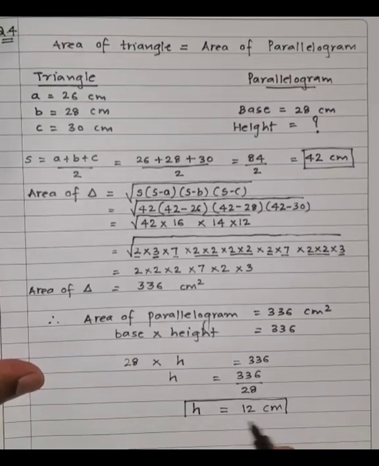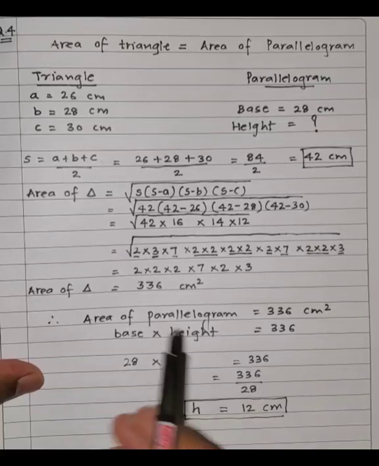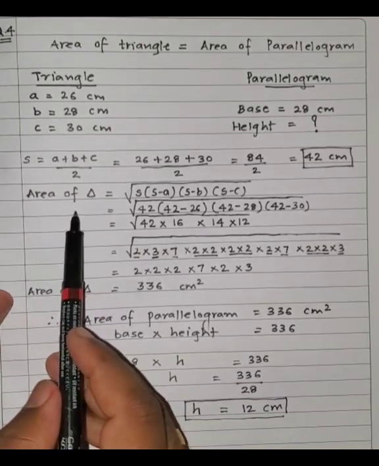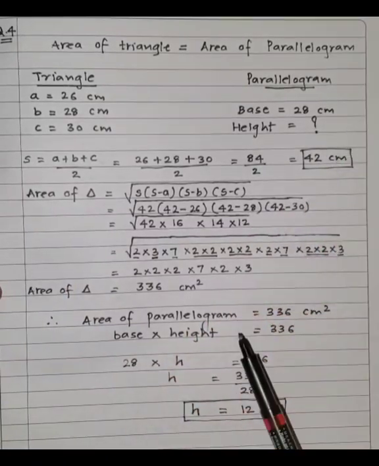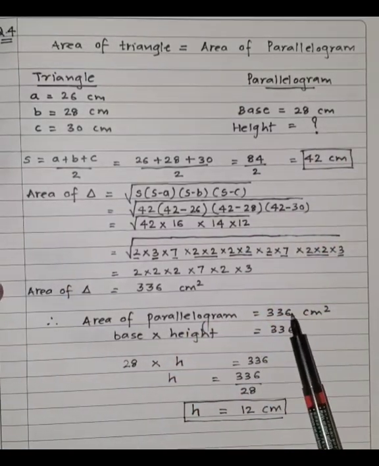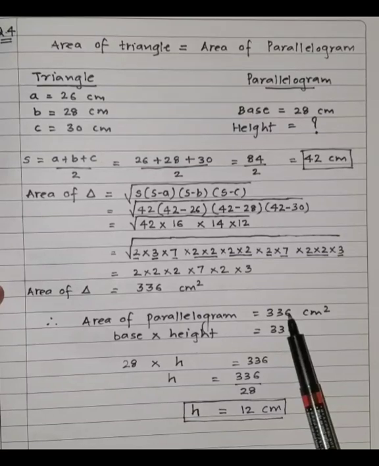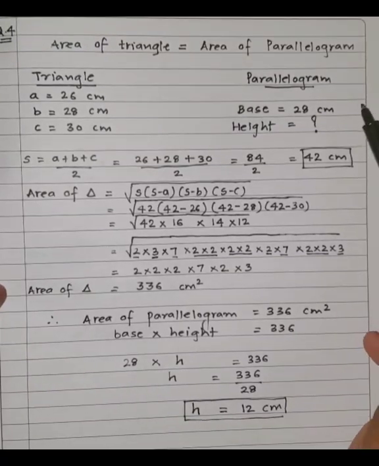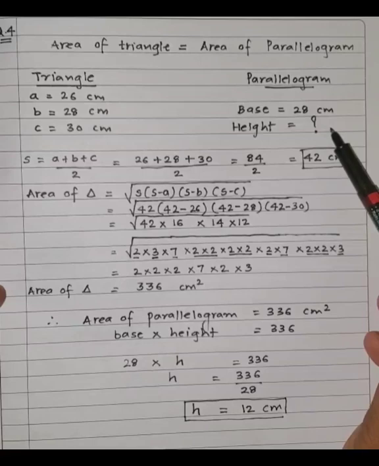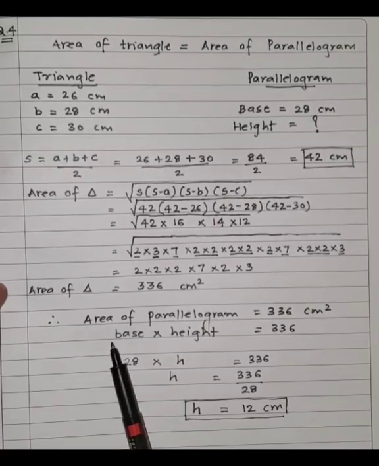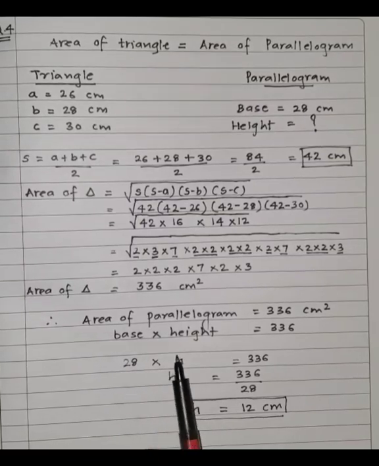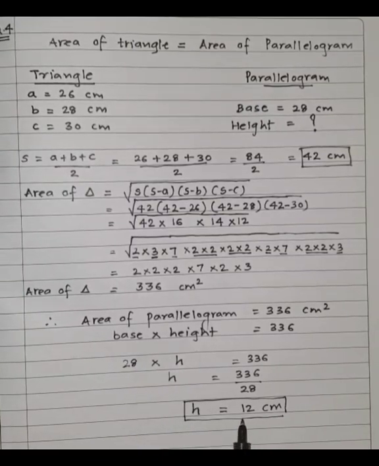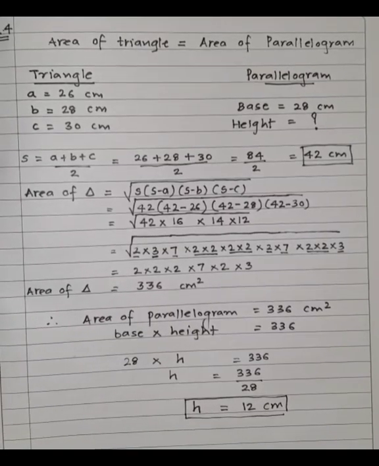So what we did over here is, we found the area of the triangle first, and since it is given in the question that the area of triangle is equal to area of parallelogram, we got the answer for area of parallelogram also. Now, as far as a parallelogram is concerned, the base was already given. We have been asked to find the height. So we use the formula that area of parallelogram is equal to base into height. That was used to find the height. And here the height happens to be 12 centimeter. I hope you have understood this question.